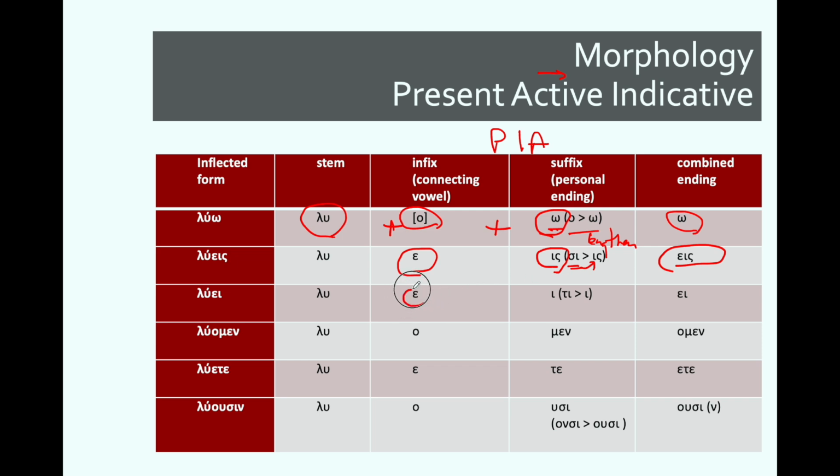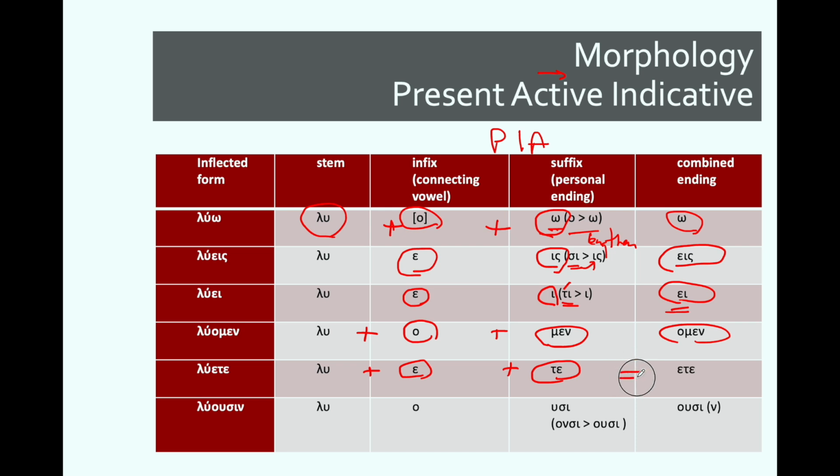Okay. So we get a connecting vowel of an epsilon for the third singular. The ending that we see is an iota, to get to here. But the book points out that the real ending has a tau iota and the tau drops. Anyway, do you need to know that? No. Just know that that's the ending. Luomen, omicron plus men. So stem plus connecting vowel plus ending, luomen. That's the first plural. Lu plus epsilon plus tau epsilon equals luete. And finally, the third plural, lu plus omicron plus usin equals luousin.